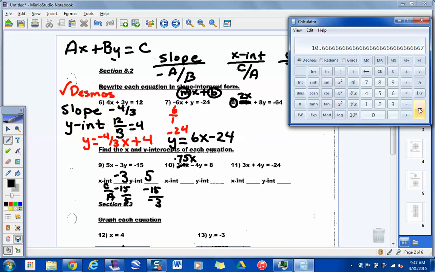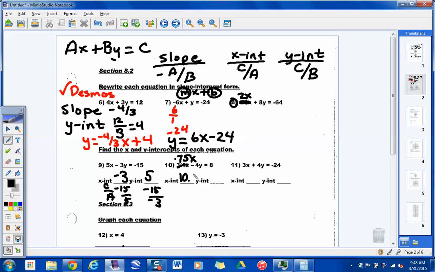What do you guys get? 10.6 repeating, right? Or 10 2/3, if you will. How about your y-intercept? What divided by what? 8 divided by negative 4, which is what? Negative 2.